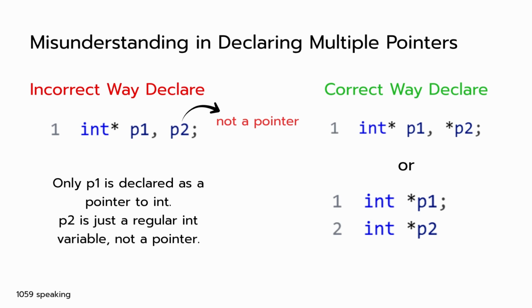Here is the correct way to declare both as pointers. You need to put the asterisk before each variable name, like in the example. Both p1 and p2 are now properly declared as pointers. This is a small mistake, but it can cause big confusion. So always double check your pointer declarations.